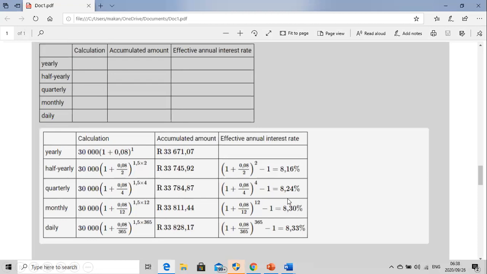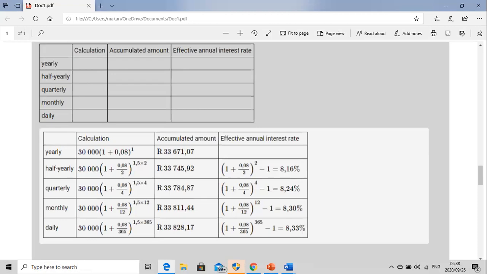So you can actually tell without doubt that there is a correlation between the accumulated amount as well as the effective interest rate. If you look at the table here, you'll see that as and when the accumulated amount, or the accrued amount, increases, even the effective annual interest rate will increase.